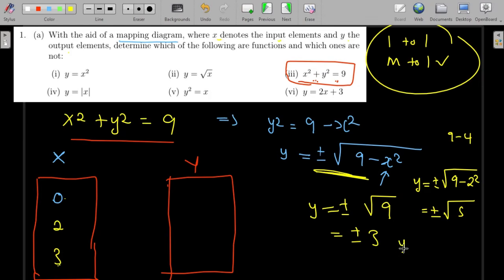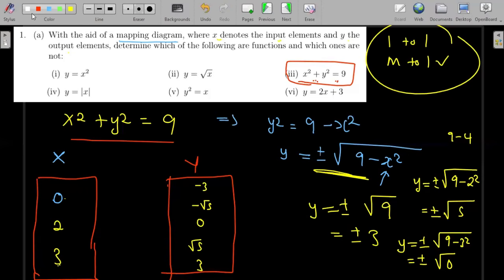What if my x is 3? I'll have plus or minus root of 9 minus 3 squared. This gives me 9 minus 9, so this will just be 0. So my y will just be 0 here. So the values that I have here are minus 3, minus root of 5, and then 0, and then I have root of 5, and then 3.